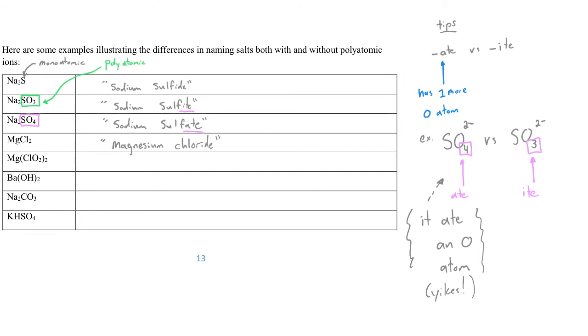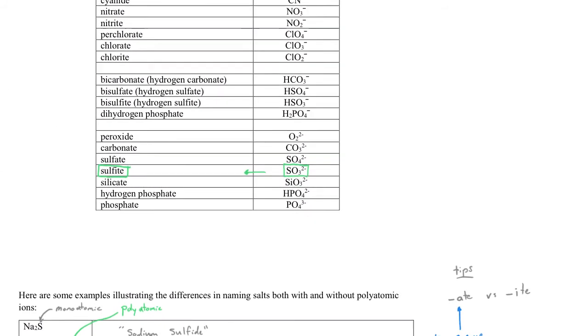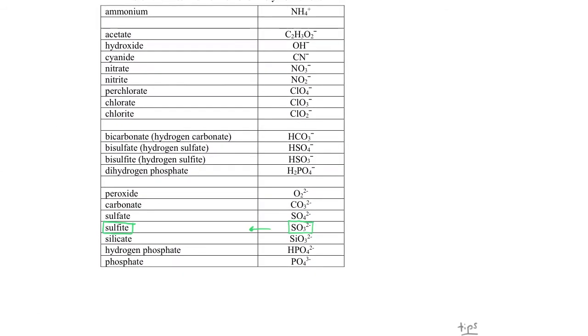Now, the one below it, however, has a polyatomic ion in it. It has ClO with a 2 subscript. Let's go take a look at the list of polyatomic ions and see if we can find that.